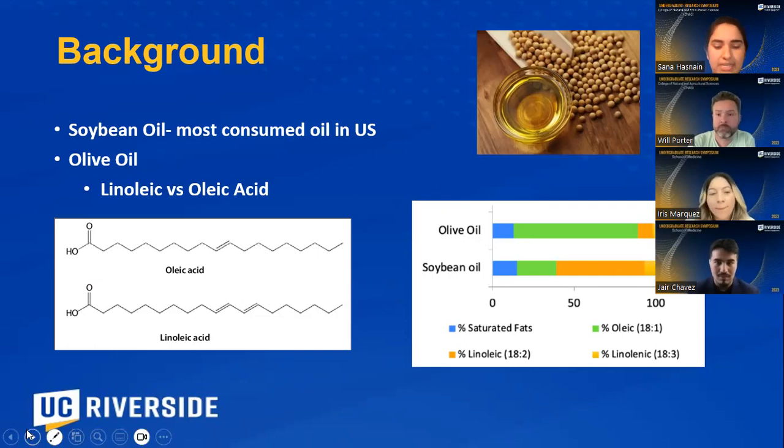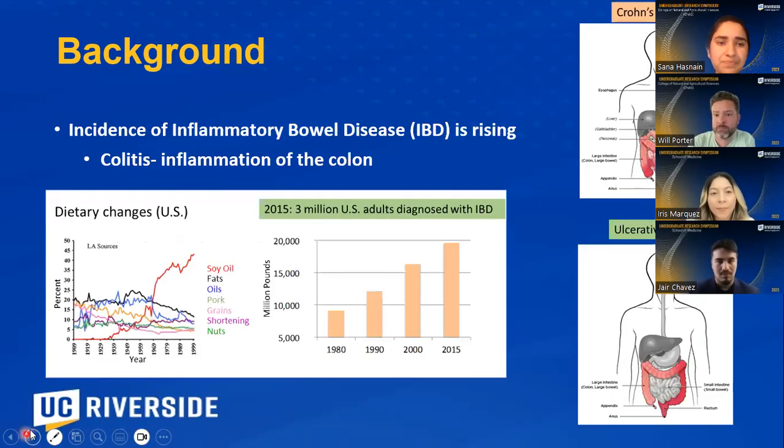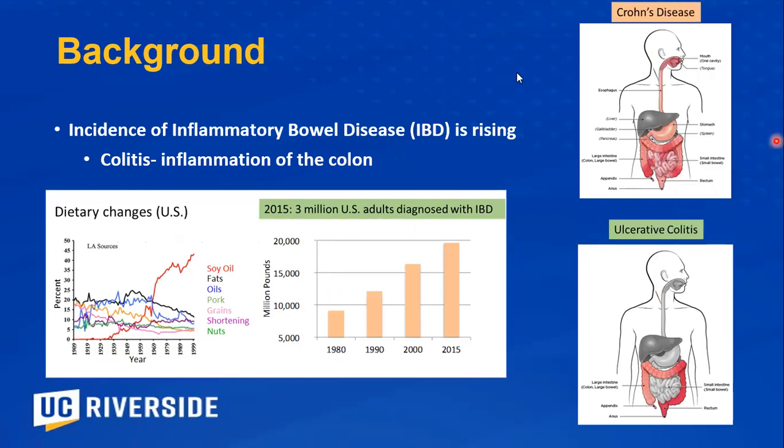I'll now be discussing inflammatory bowel disease. The incidence of inflammatory bowel disease is on the rise. So basically, what is inflammatory bowel disease? It is known as inflammation of the gastrointestinal tract. What that means is inflammation of anything from the esophagus to the end, like the colon and the rectum. There are two types of inflammatory bowel disease.